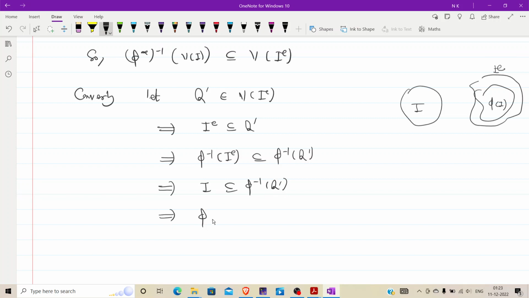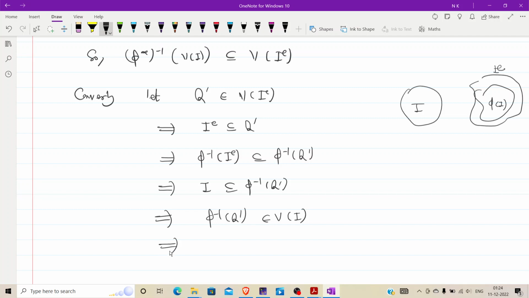So that implies phi of I is a subset of q dash, right? So what does that mean? I is contained in phi inverse of q dash. So we can say that phi inverse of q dash contains I, so it belongs to V of I, because it contains I, right? This particular ideal contains I, so this particular ideal belongs to V of I, right?